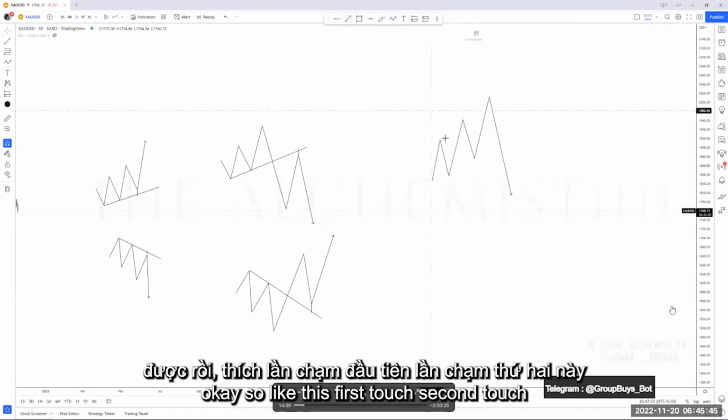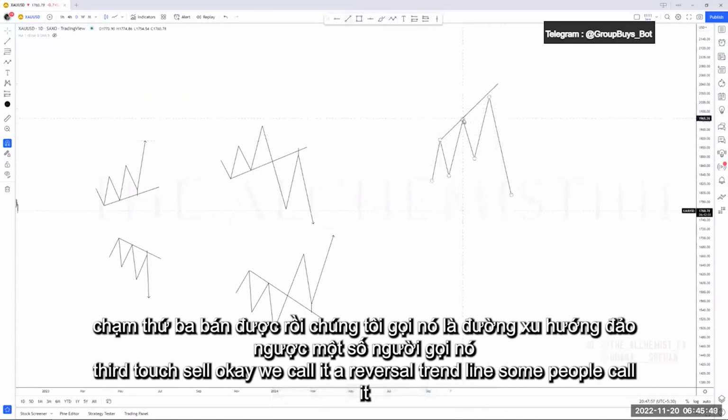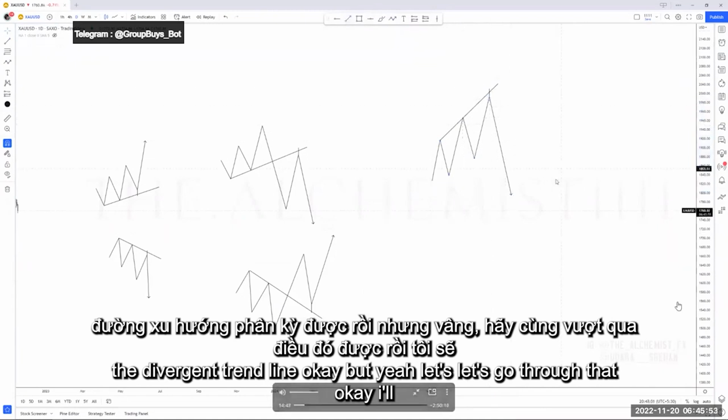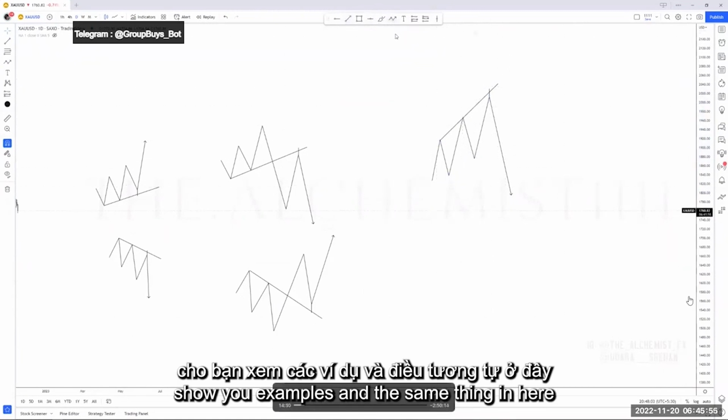Okay, so like this. First touch, second touch, third touch, sell. Okay, we call it a reversal trend line. Some people call it the divergent trend line. Okay, but yeah, let's go through that. I'll show you examples.